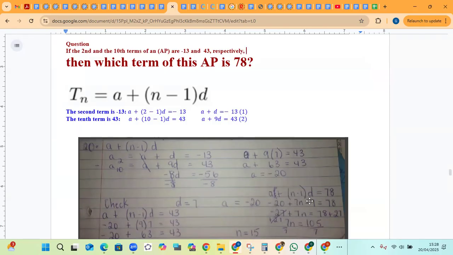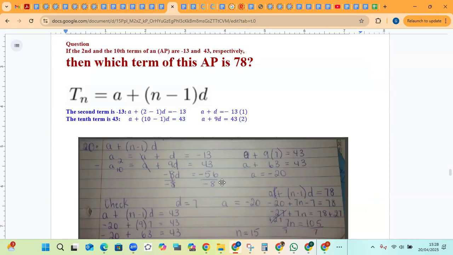Negative 20 and negative 7 will give us negative 27. So we add 27 on both sides to give us 78 plus 27, which is 105 on the right side. And now we divide by 7 on both sides to solve for n. And then n will give us 105 divided by 7, which is 15.